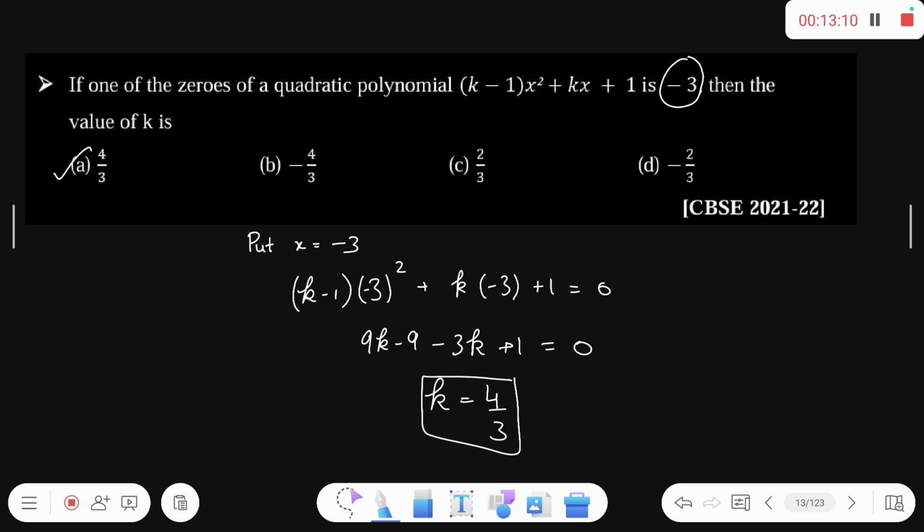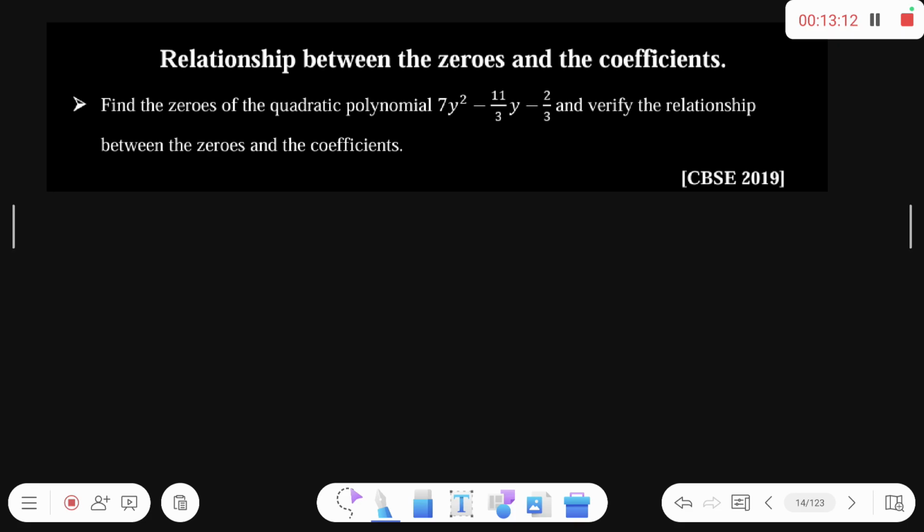Let's move to the second. Find the zeros of the quadratic polynomial 7y square minus 11 by 3 y minus 2 by 3, and verify the relationship between the zeros and the coefficients. We have to find the solution, so we'll put it equal to 0. When you have to verify, solve the equation using MTS, middle term splitting, find the alpha and beta values and then calculate the sum and product. And one way is to find sum and product with the help of the formula.